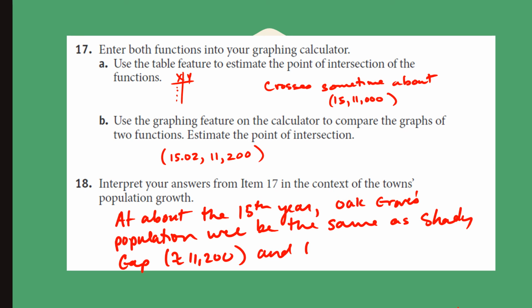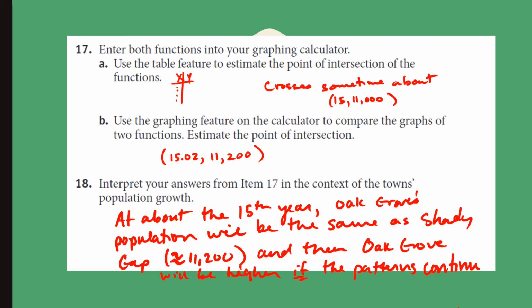and then Oak Grove will be higher if the patterns continue. So we always want to say that if we're predicting the future. They'll be approximately same at this population, and as long as the patterns of the functions continue, then from then on, Oak Grove will be higher than Shady Gap. So that just gives a little context to what we found out there.